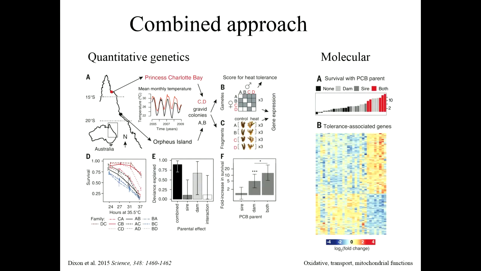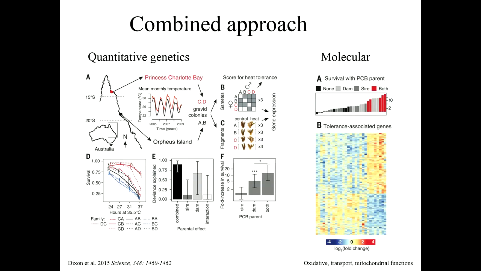They did the crosses, and then they looked at the survival of the baby corals and how thermally tolerant they were. And what they found was that if the parents came from Princess Charlotte Bay, up north, the offspring were a lot more tolerant of high temperatures than if the parents came from Orpheus. So first of all, this is pretty good evidence, probably, of local adaptation here.